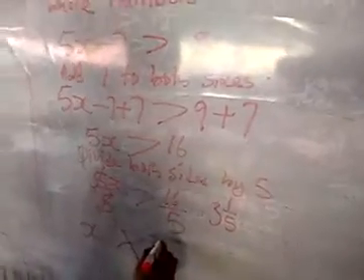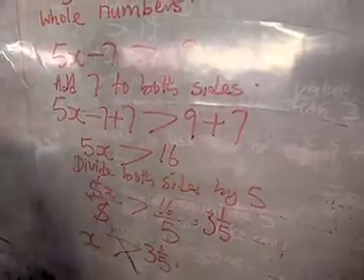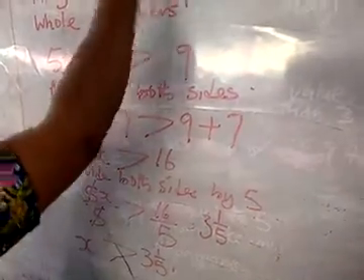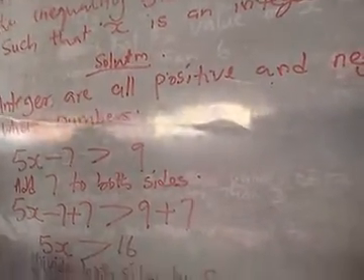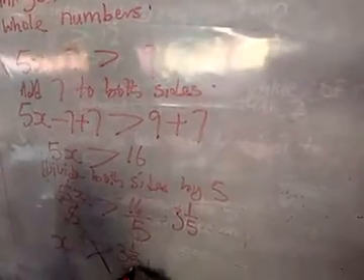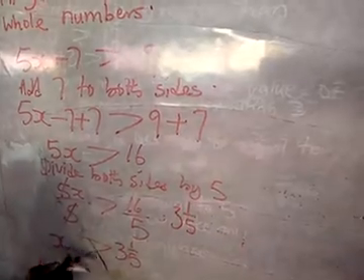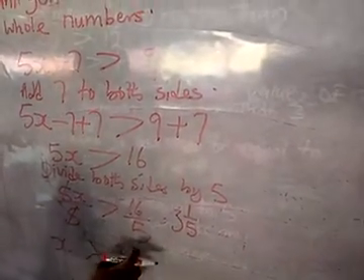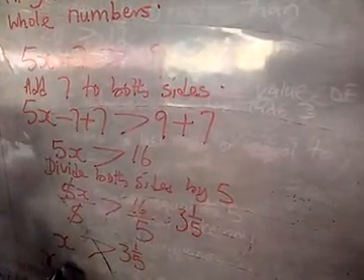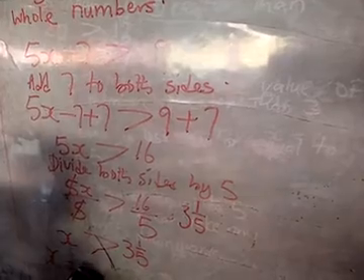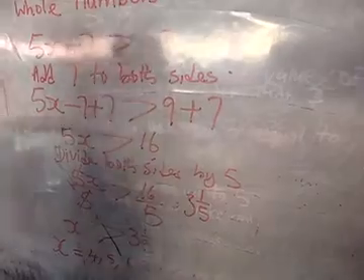But we say that x is an integer. If x is an integer, here you have 3 whole number 1 over 5. x cannot be 3 whole number 1 over 5. So x is greater than 3 whole number 1 over 5. So the value of x will be 4, 5, 6, 7, and so forth.